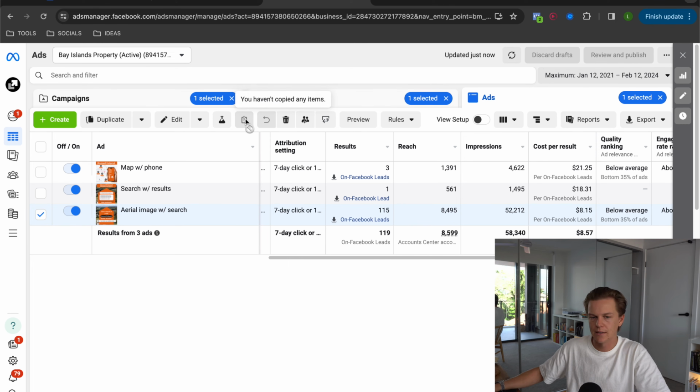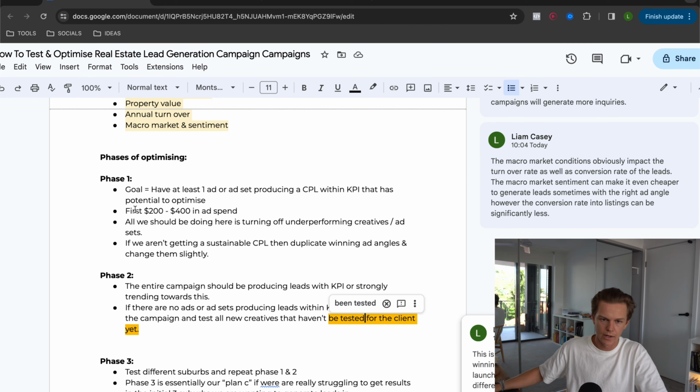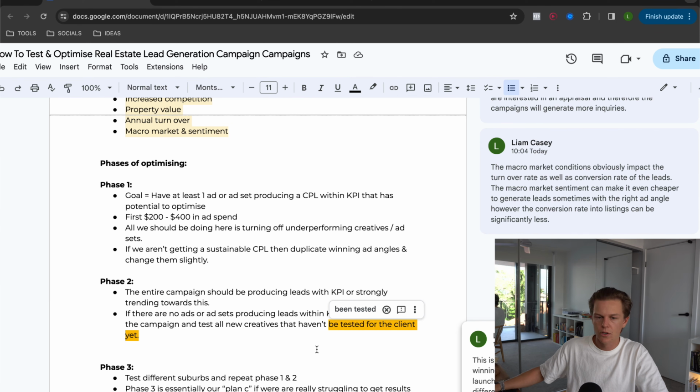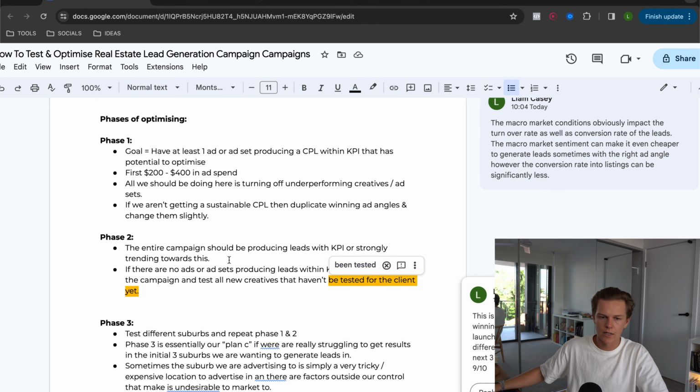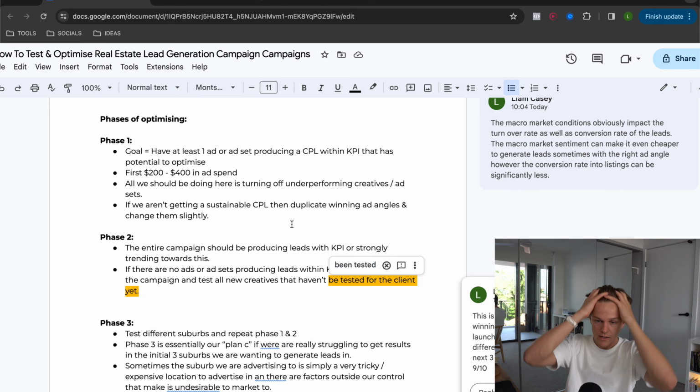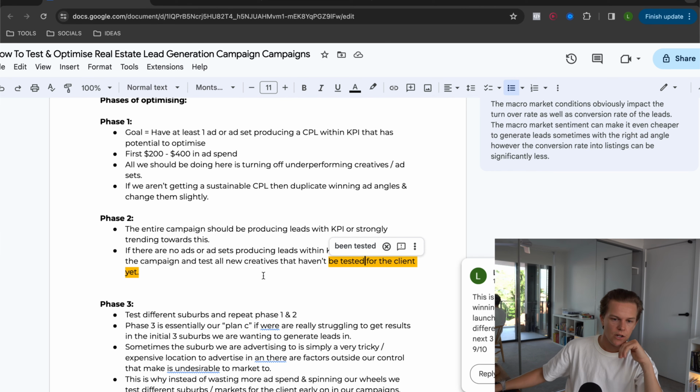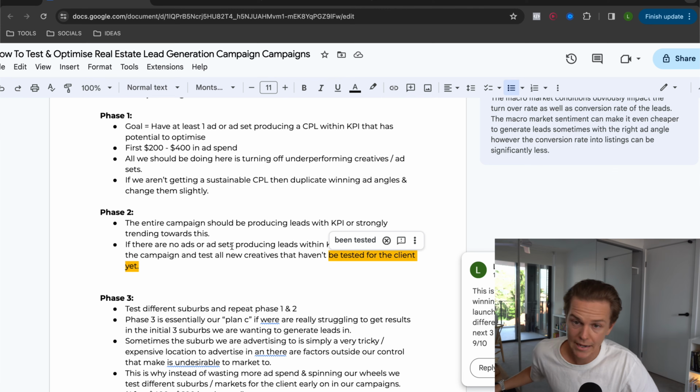And so we've always got at least an additional 3 to 5 other creative variations that we can test in the campaigns. So if we've gone through the motions of doing our phase 1, we've launched, we've tested some different variations of the best performing ads and they aren't working, then we just relaunch the entire campaign with 3 completely different creative variations that are our current best performing winning ones within all the ads that we're running for our clients, but we just haven't tested them for that client yet, and see how that goes. If that still doesn't work and we're still not optimizing towards KPI, then we move on to phase 3, which is simply testing different suburbs and repeating phase 1 and 2.